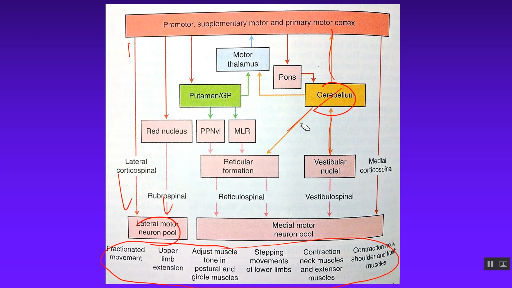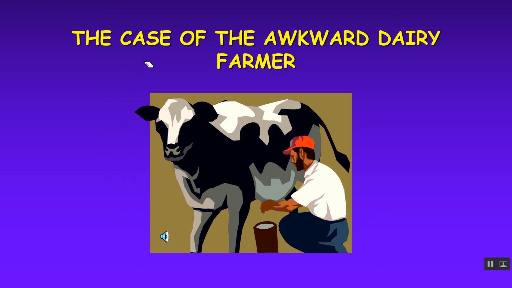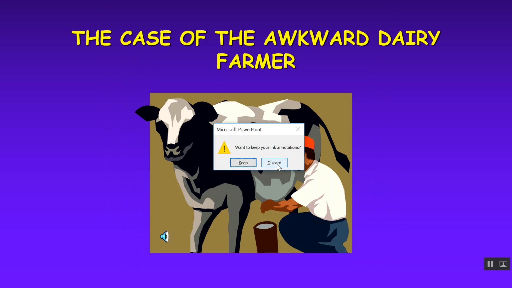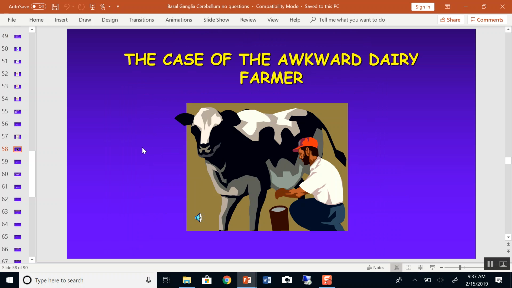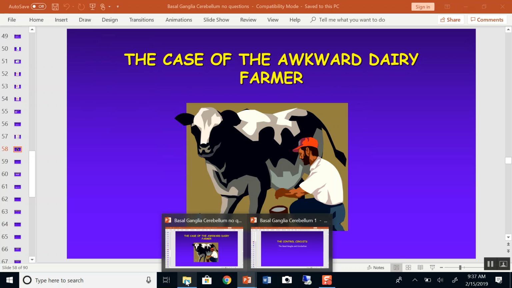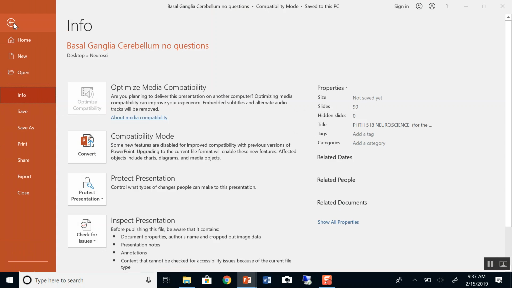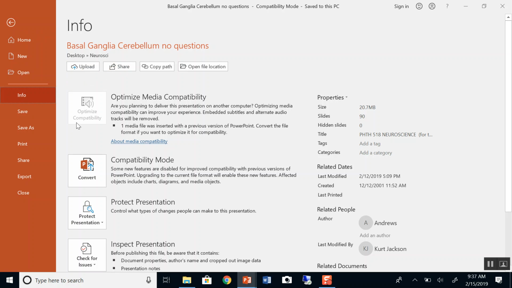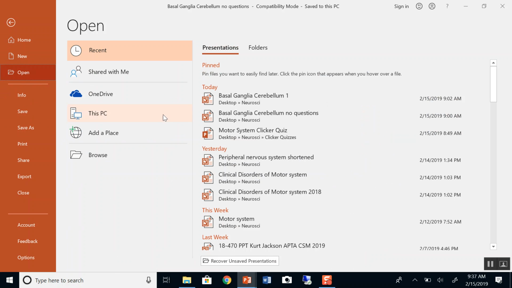So we're going to skip out of this for a second. We will do this one later. Any questions on the cerebellum? I've got a little sheet that gives you what to focus on for that.